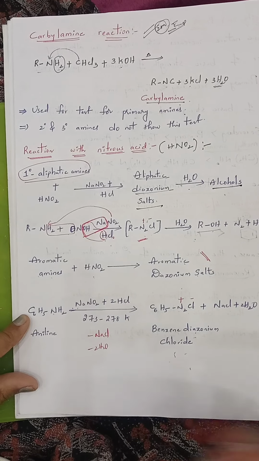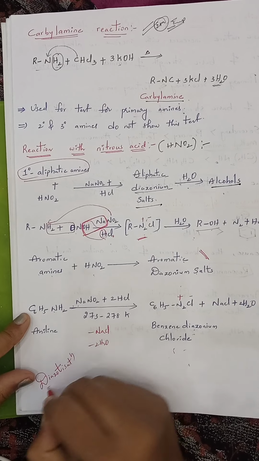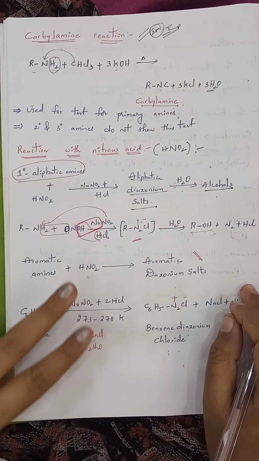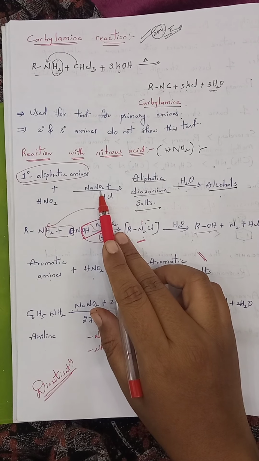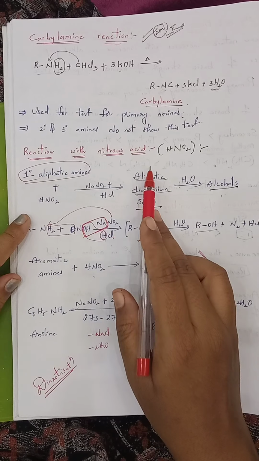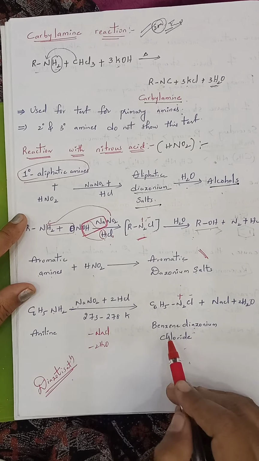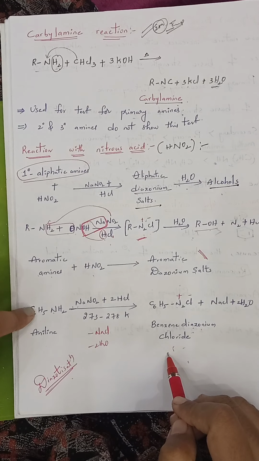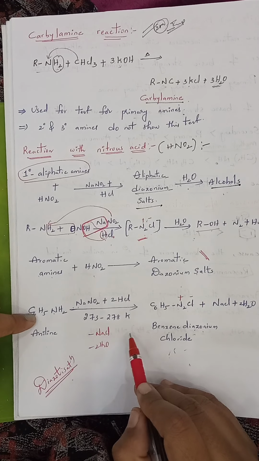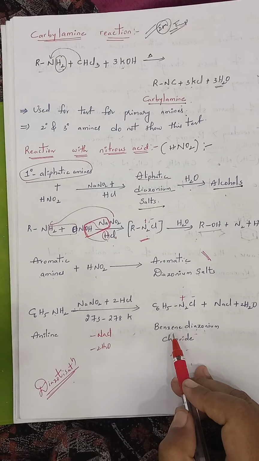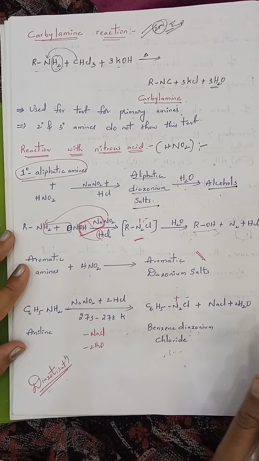And this total process is known as diazotization reaction. Here you may cover 2 questions. One is explain the reaction of aromatic or aliphatic amines with nitrous acid, or explain diazotization. Diazotization is a process of preparation of benzene diazonium salt from aniline. When aniline reacts with sodium nitrite and HCl at 273 to 278 kelvins, it gives benzene diazonium salt, and this is called the diazotization process.